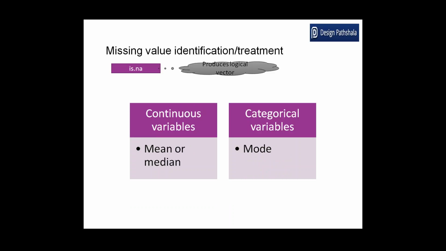Then we will do the missing value identification and how to treat the missing values in all those columns which we have just seen. is.na is a function in R which checks the presence of missing values, and then we will see how to treat missing values in the case of continuous or numeric variables, and in the case of categorical or character variables.